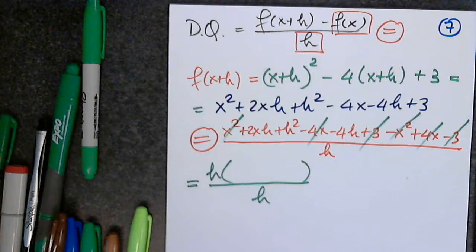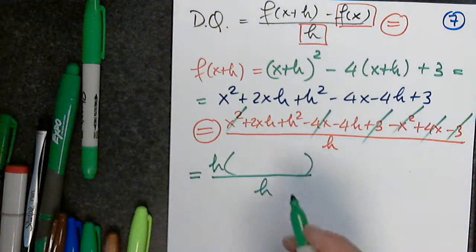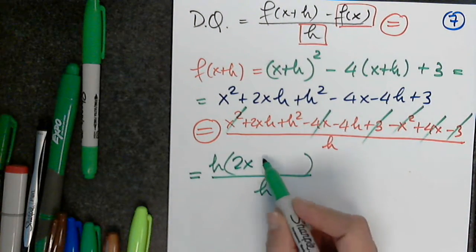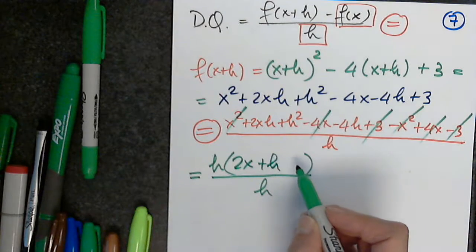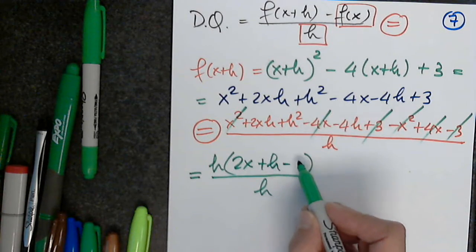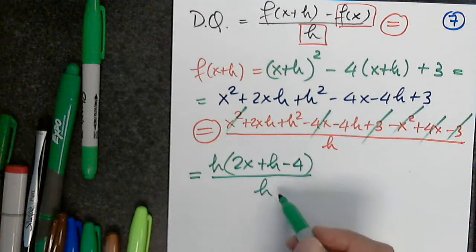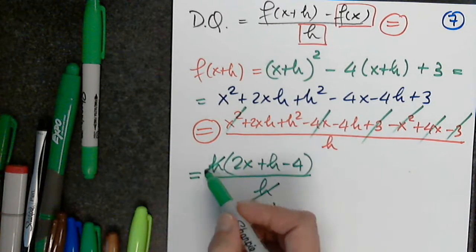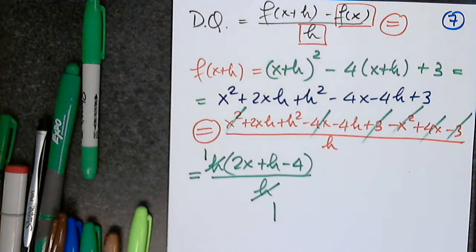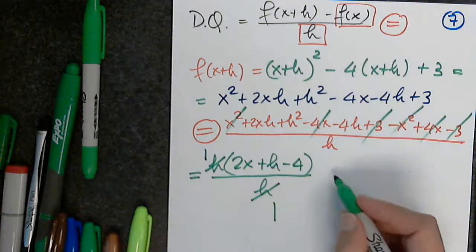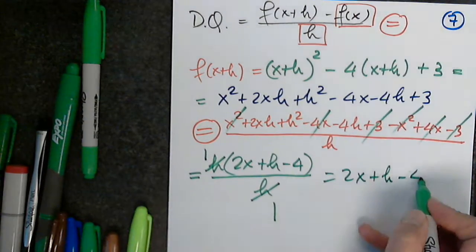Okay, so what is left in parentheses after I factor out an h? 2x plus h. Yes. Now I simplify. Please write 1. I don't want you to be tempted to think that there is a 0 in there. And the simplified form is 2x plus h minus 4.